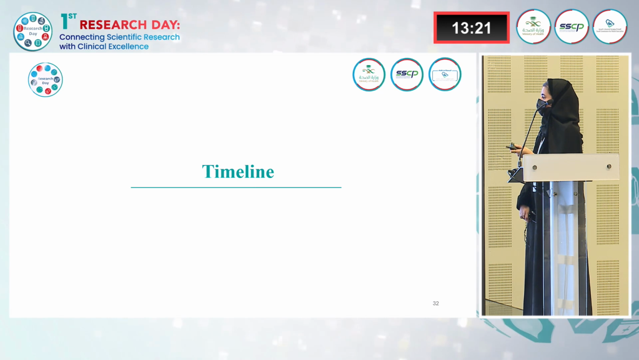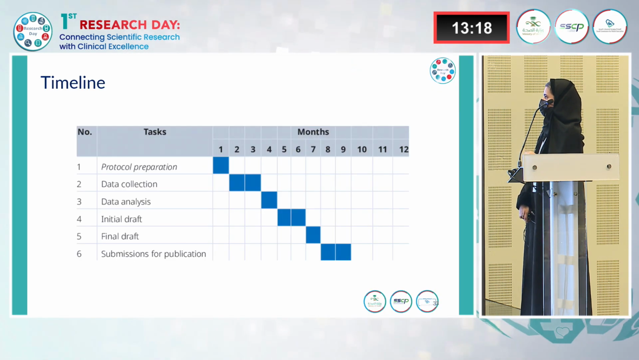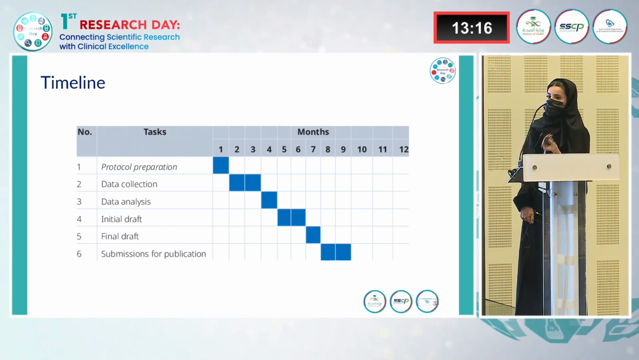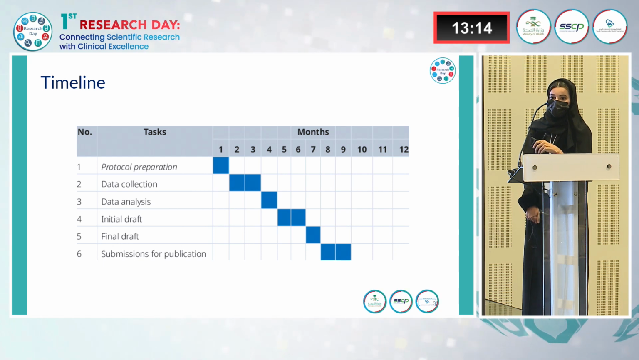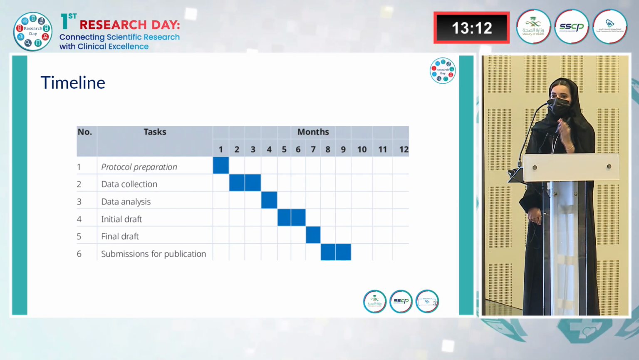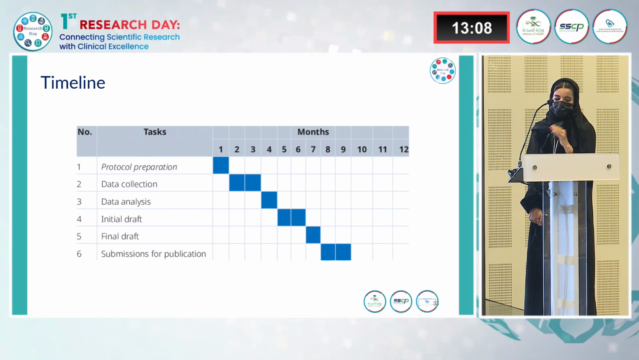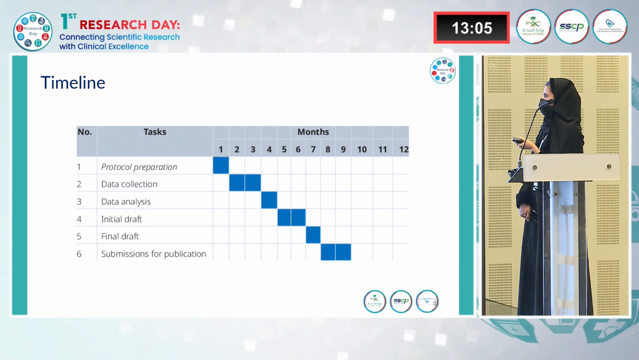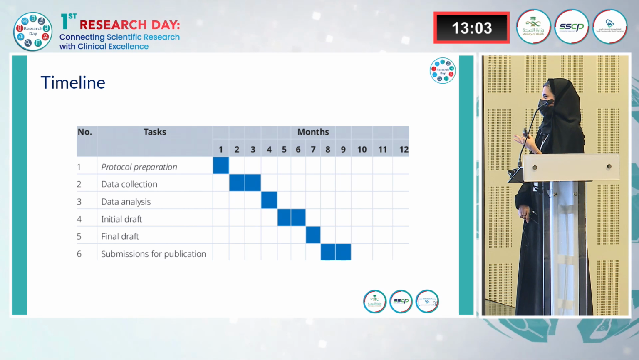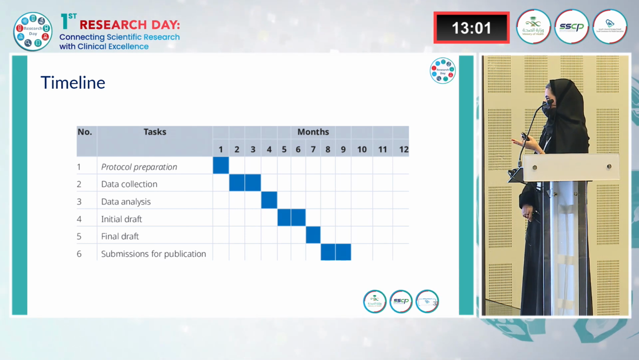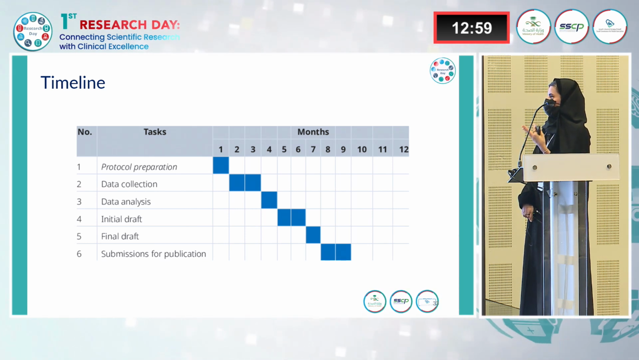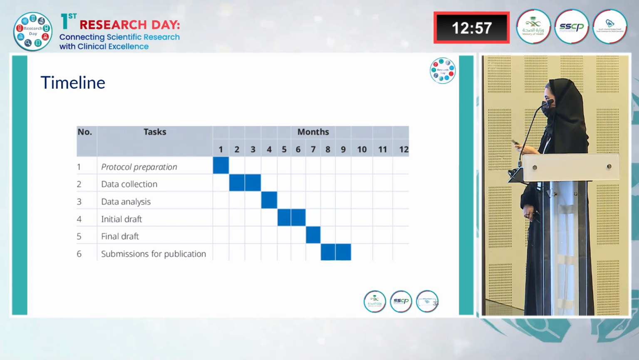Then we move to the timeline. Some of the research approval entities will request a specified timeline in the proposal. So basically you will write the steps of the research and the expected timeline for each step. For example, data collection will take about 2 months, data analysis will take about 2 or 3 weeks, the initial draft will be written in, for example, 4 weeks, and so on.